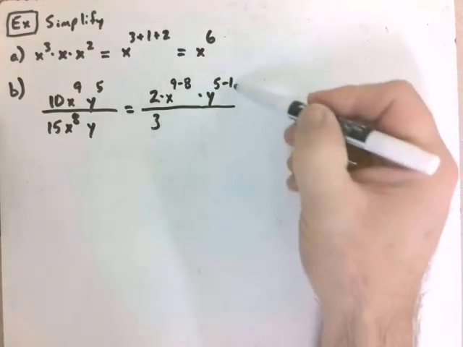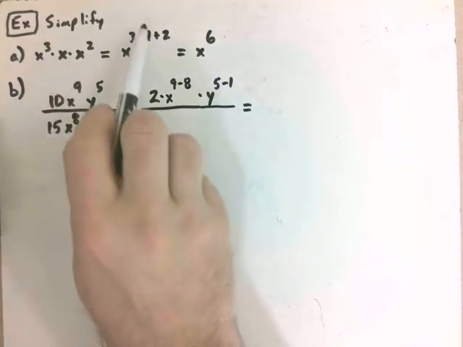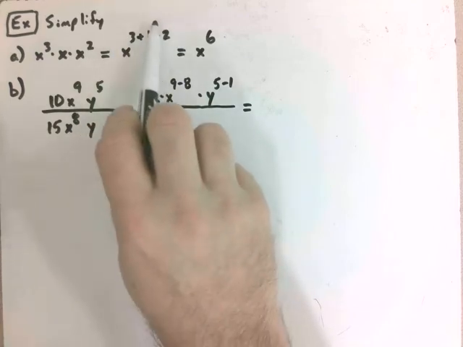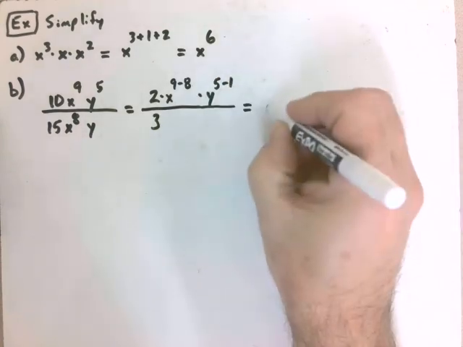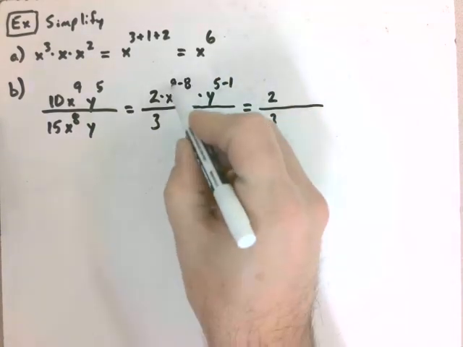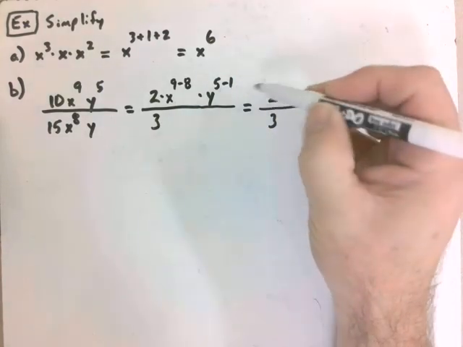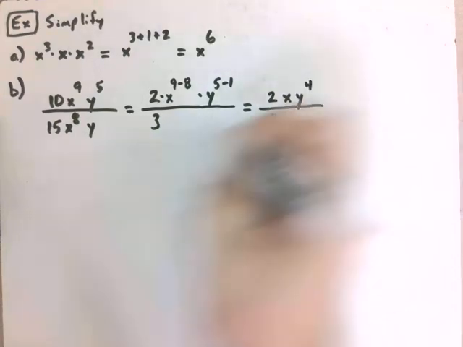This step, most people would just do in their head. Same thing with letter A. When we added these, this step right here is really unnecessary. This is something I'm doing to show some work, but you would be expected to go straight to the answer on that. Same thing with this one. Our final answer is going to have our 2/3, and then 9 minus 8 is 1, so we would have an x to the first power on the top, and then 5 minus 1 is 4, so we would have a y to the 4th.